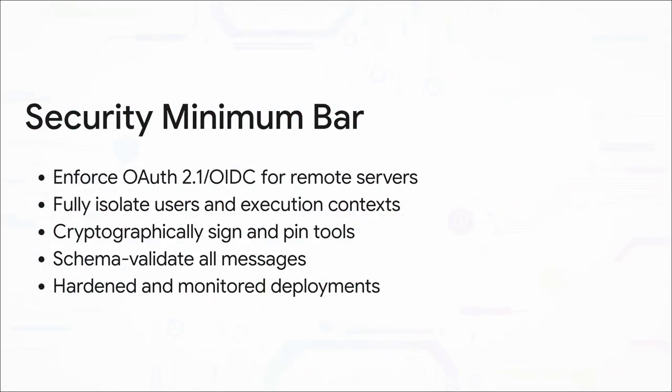Before you even think about deploying an MCP integration into production, there is a strict minimum security bar you need to clear. For remote servers, robust authentication like OAuth 2.1 is an absolute must. You have to guarantee full isolation of users and execution contexts. Also, make sure your tools are cryptographically signed and version pinned, so their behavior is totally predictable. Schema validating every single JSON RPC message is just basic hygiene at this point. And lastly, ensure your hardened deployments are feeding audit logs straight into a continuous monitoring system to catch anomalies instantly.